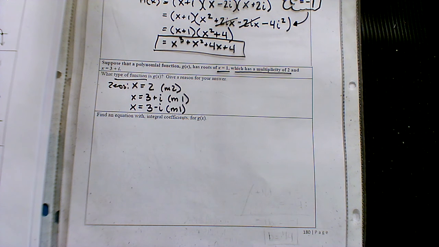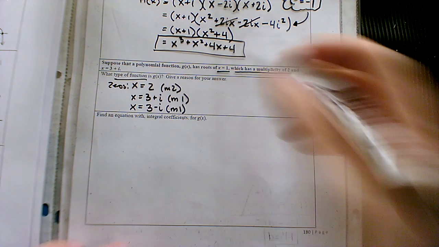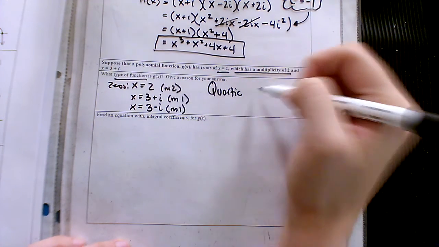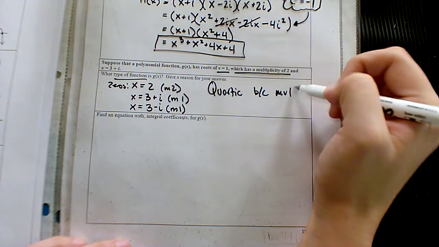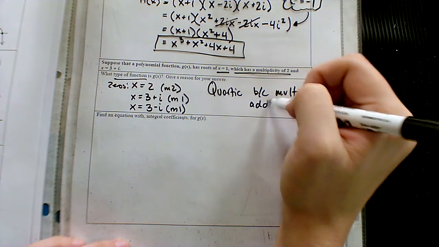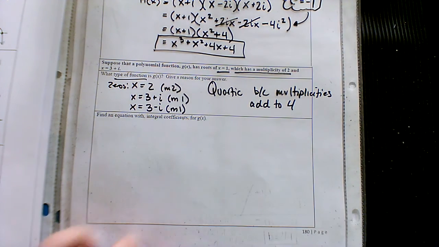Lainey, what did you say previously? Quartic. Okay, I thought you said quintic for some reason. Okay, so this would be quartic. Good. Because the multiplicities add to 4.